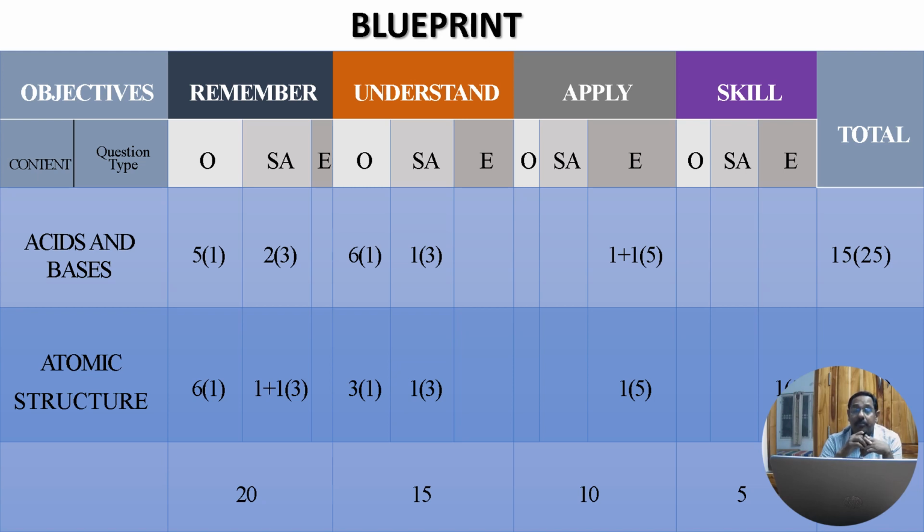Blueprint is three-dimensional. We have seen weightage to the objective, weightage to the content, and weightage to the type of question. All three will be there in one tabular form, and that is called a blueprint. Here you can see on the left side the weightage to the content, and these are the weightage to the objective, and also we have question types here.